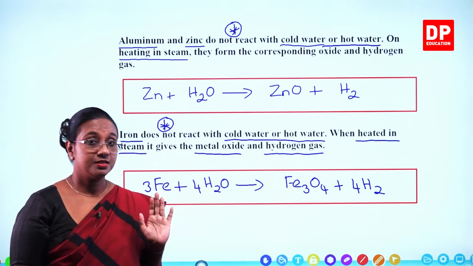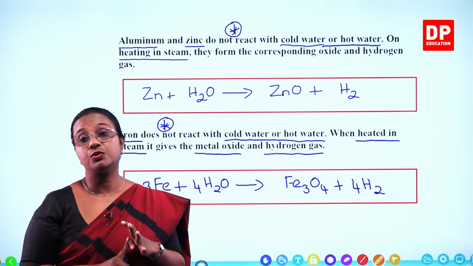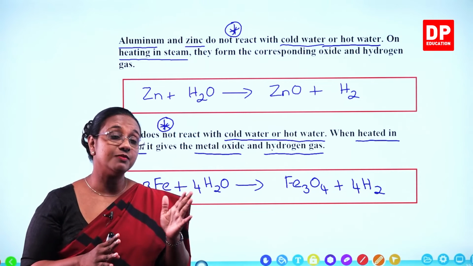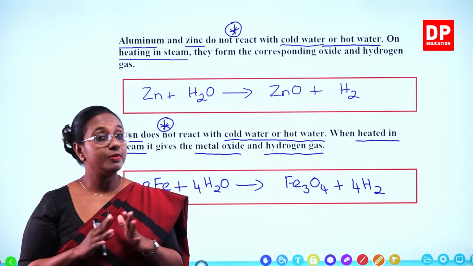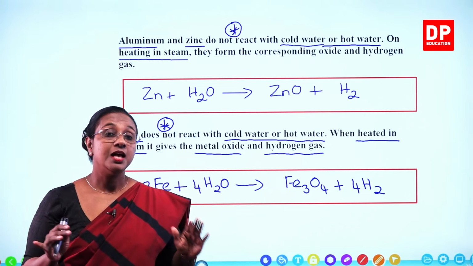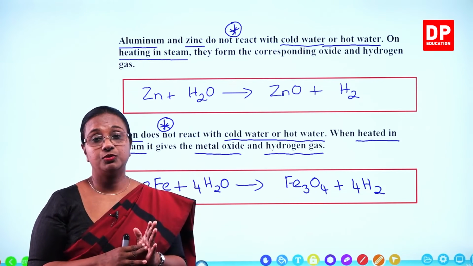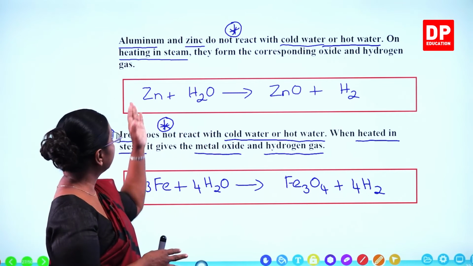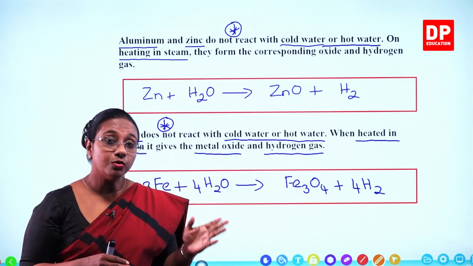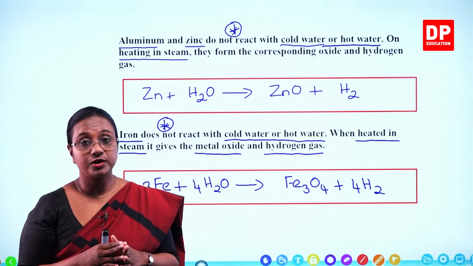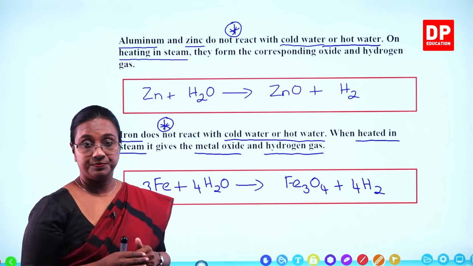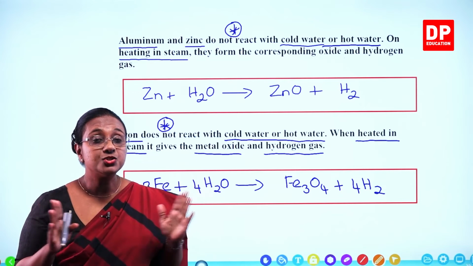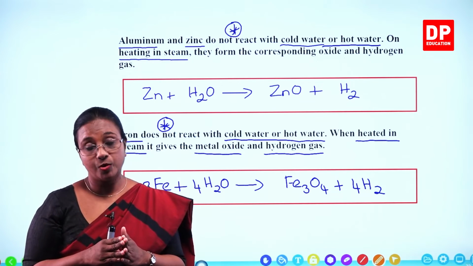So now think, students, sodium reacts violently with cold water. So you can imagine how violent the reaction of sodium will be with hot water or steam. Normally we don't try that in the lab. Magnesium doesn't react with cold water, it reacts with hot water and steam. Then aluminium and zinc, they don't react with cold water or hot water, they react with steam. Iron also reacts with steam, does not react with cold water or hot water.